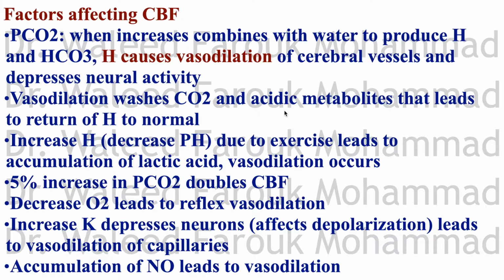Factors affecting cerebral blood flow: first of all, the CO2 pressure. When it increases, it combines with water and forms bicarbonate and H. The H is responsible for the increase in acidity or decrease of pH, and it causes vasodilation. Now, this vasodilation happens to wash away the CO2 and acidic metabolites, which eventually leads to return of the H to normal values.